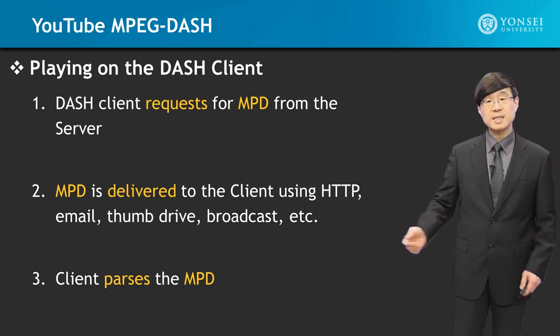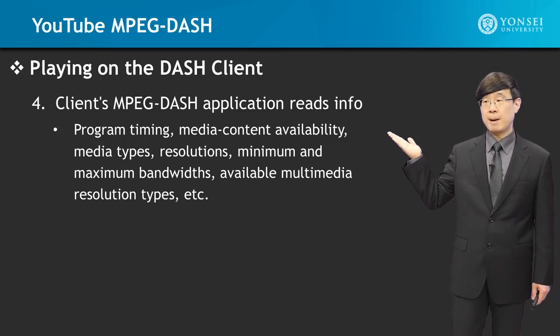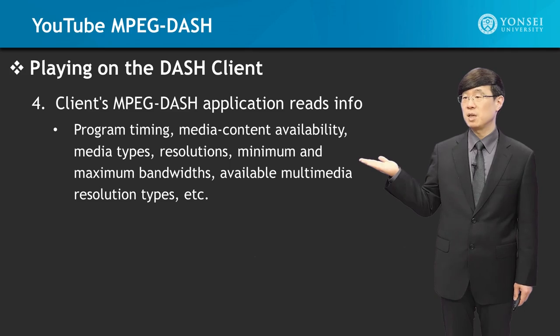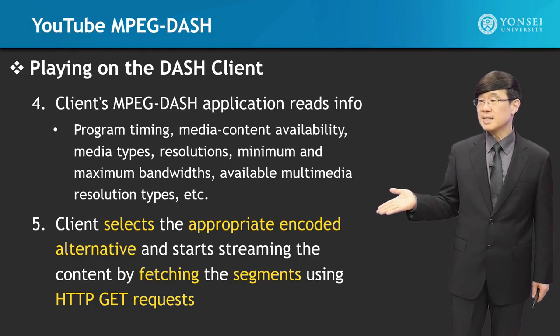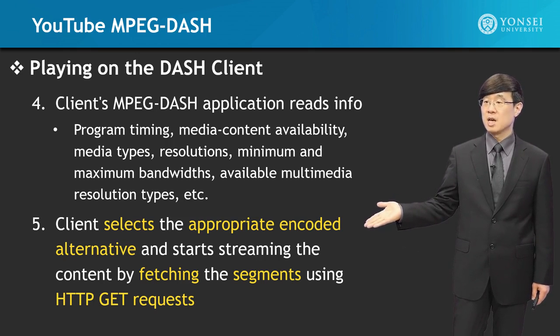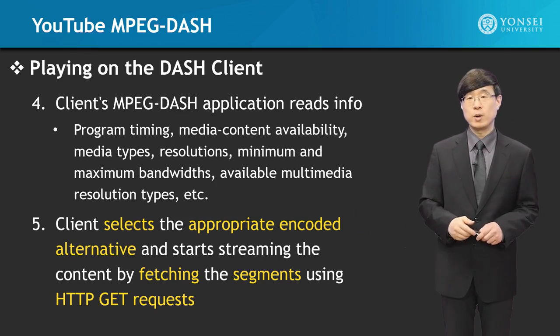The client parses the MPD, and then the client MPEG-DASH application reads its information. The program timing, media content availability, media types, resolution, minimum and maximum bandwidth, available multimedia resolution types, and so much more information can be read. The client selects the appropriate encoded alternative and starts streaming the content by fetching segments using HTTP GET requests. This is exactly the pull mechanism, and it's going into action.